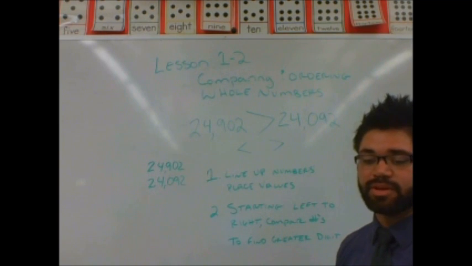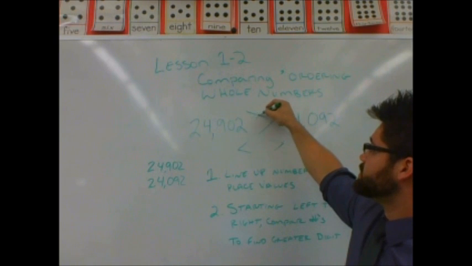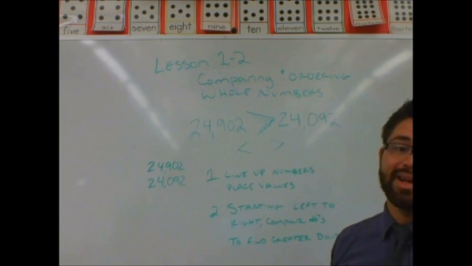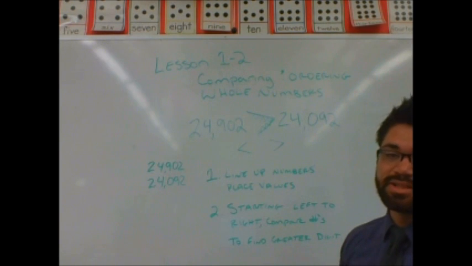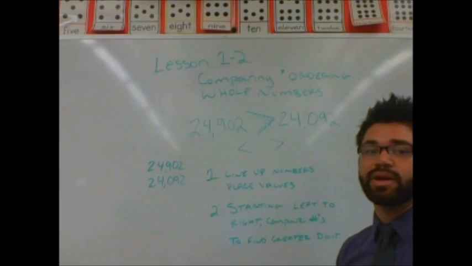And if you have trouble remembering that, the way that I learned when I was a kid was that the open side is an alligator mouth. And the alligator's always hungry, so he's always going to eat the bigger number. So that's a little kind of cheesy trick, but if it helps you remember, then just remember that mouth is always open to the greater number.